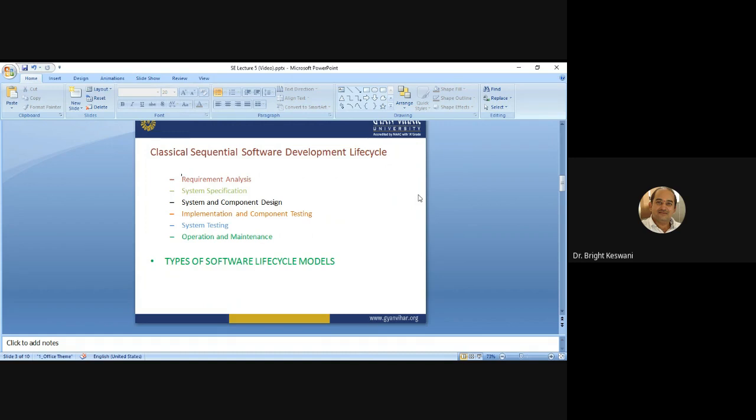Now come to the third phase, that is system and component design. The goal of this phase is to determine which system component will cover which requirement in the system specification, and how these system components will work together. These are the two major goals of the system and component design phase.